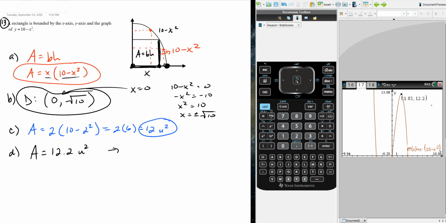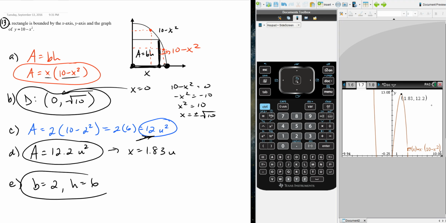And that happened to be when x was 1.83 units, but that wasn't important. It just said what is the maximum area. Then E, another bad question. What are the dimensions of the rectangle with an area of 12? We already found that. When the area was 12, we had our dimensions. It was 2 times something. So the base is 2 and the height is 6. And that's it for number 13.